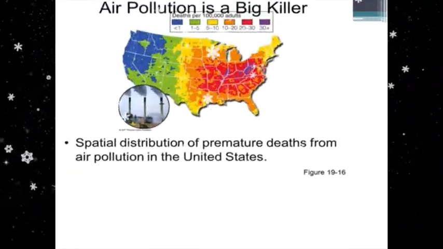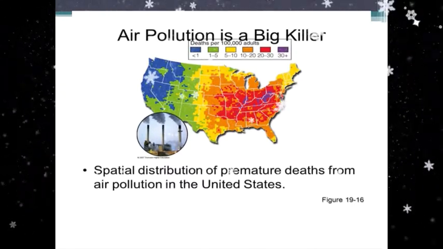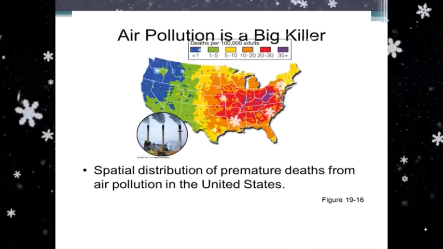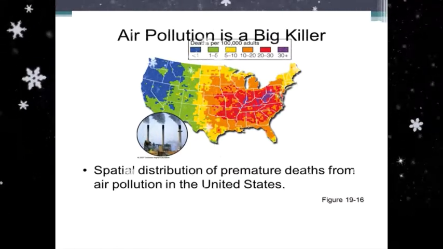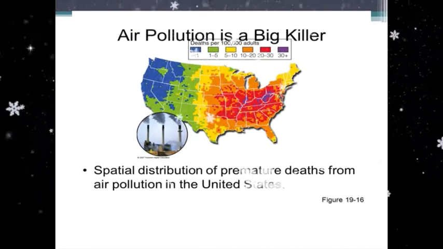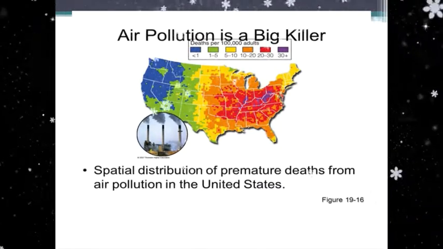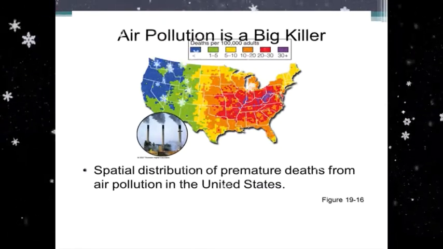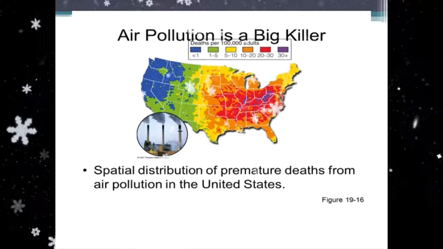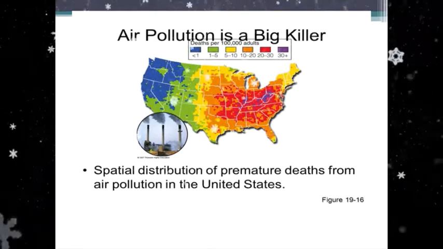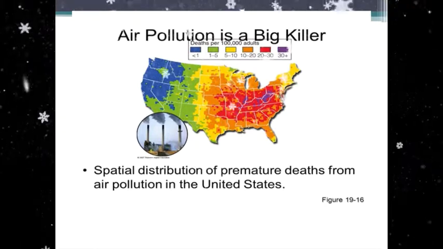Air pollution is a big killer. Do you agree on that? Spatial distribution of premature deaths from air pollution in the United States. As you can see, that's per 100,000 adults. The color blue is for less than 1, green is 1 to 5, yellow is 5 to 10, orange is 10 to 20, red is 20 to 30, and violet is 30 plus.